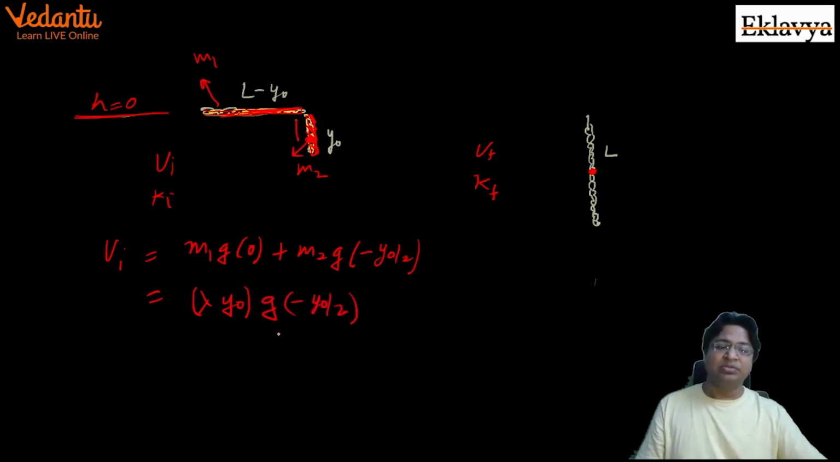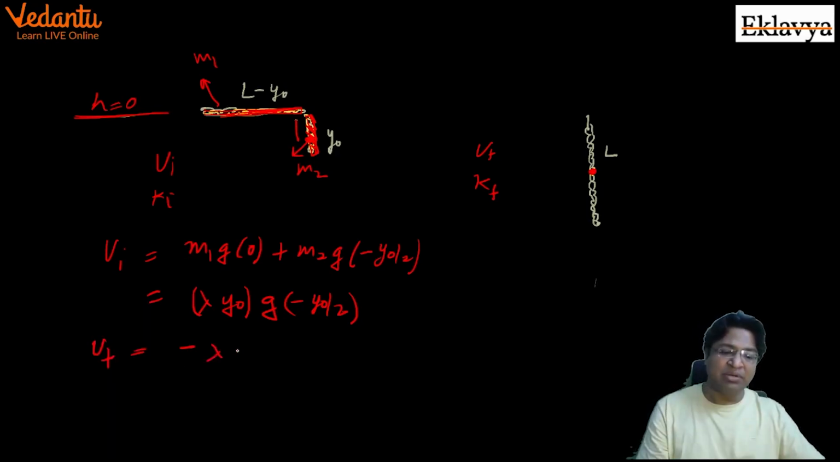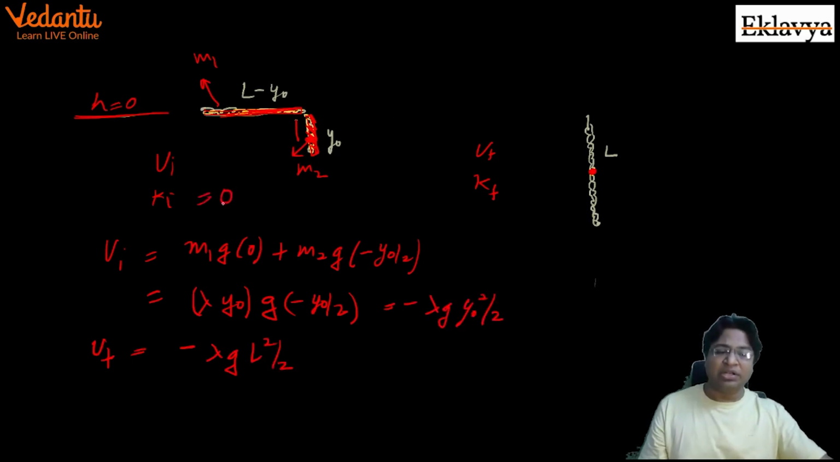Okay. Now you can very well write U final by just replacing y naught by L, because you see that this y naught length has changed to L in the final. So U f would be minus, not y naught, y naught needs to be changed to L. Okay, so it would be minus lambda g into L square by 2. This was minus lambda g into y naught square by 2. All right, so the kinetic energy was 0. Kinetic energy is half m v square.